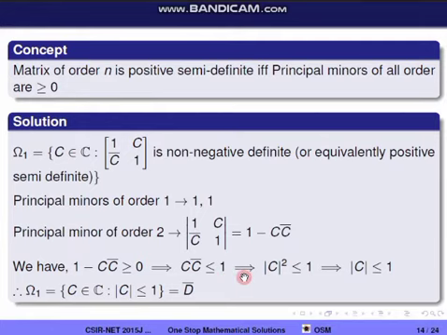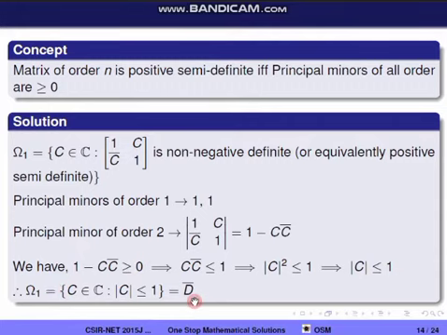So this implies mod C square is less than or equal to 1. So taking square root on both sides, we will get mod C less than or equal to 1. That is, omega 1 is equal to the set of all C in the complex numbers such that mod C is less than or equal to 1. This is essentially the closed disc, the D conjugate set. So omega 1 is equal to D conjugate.